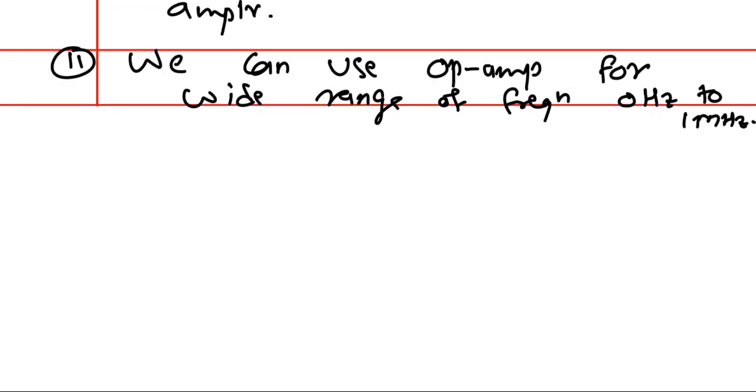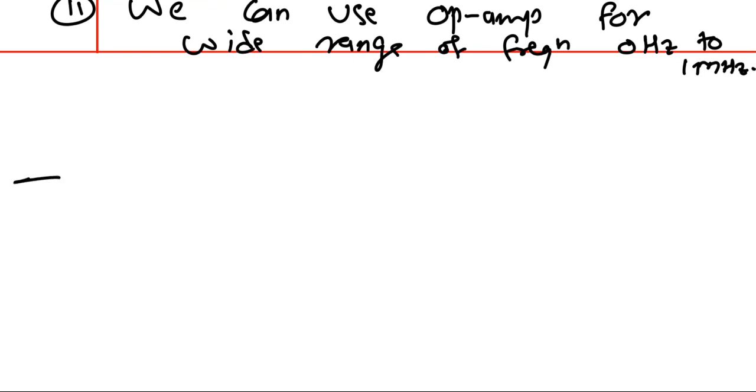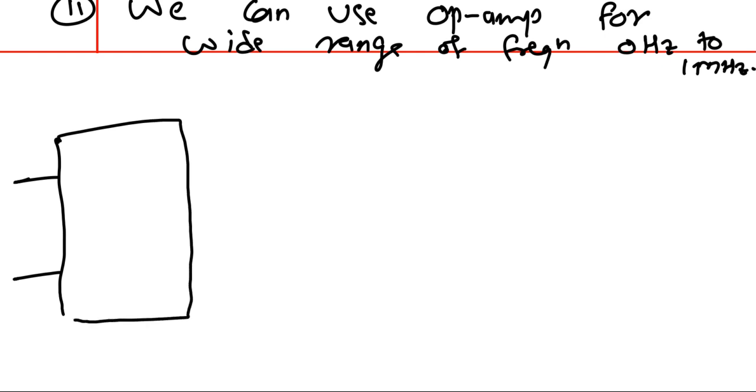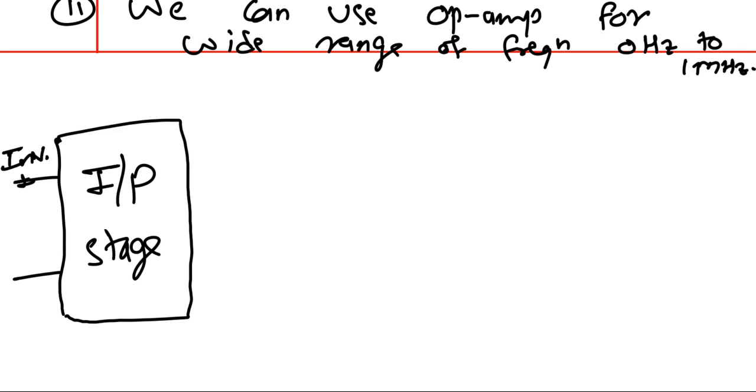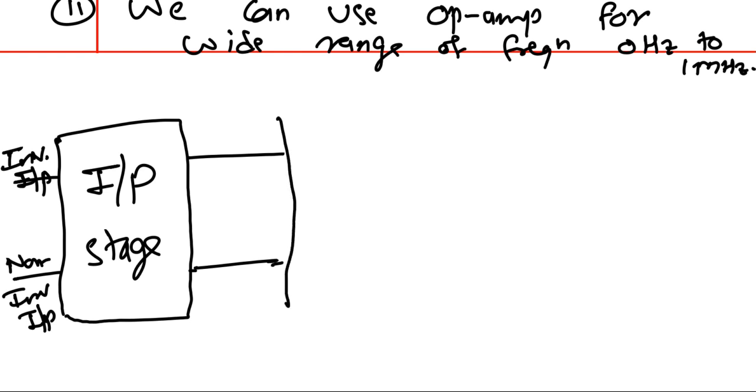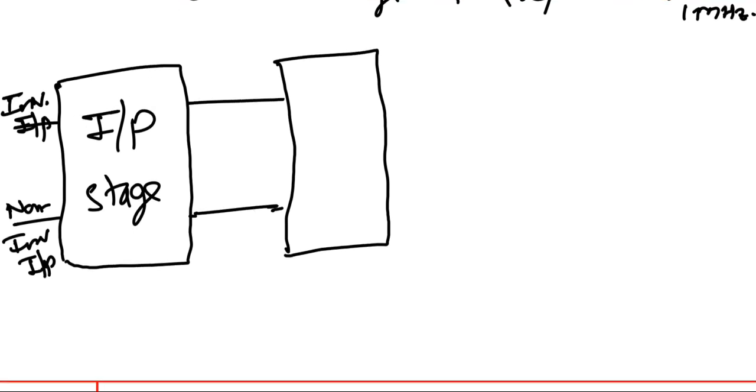Now let's look at the block diagram of op-amp. So we have first block as input stage. We have two inputs. First is the inverting input and second one is non-inverting input, and we have two outputs from the input stage. Now first of all I will explain what is there in the input stage.